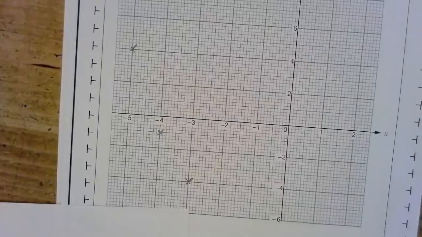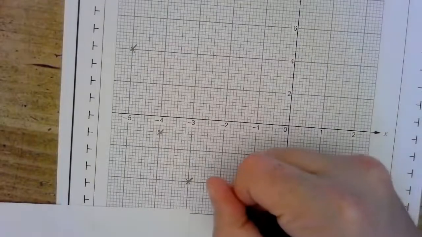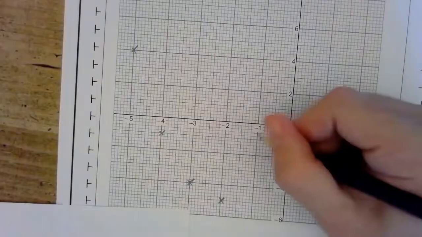The next one was minus 2 and minus 5. I actually found that one, so that's right at the bottom there. Is what we could call the lowest point. Then minus 1, minus 4.